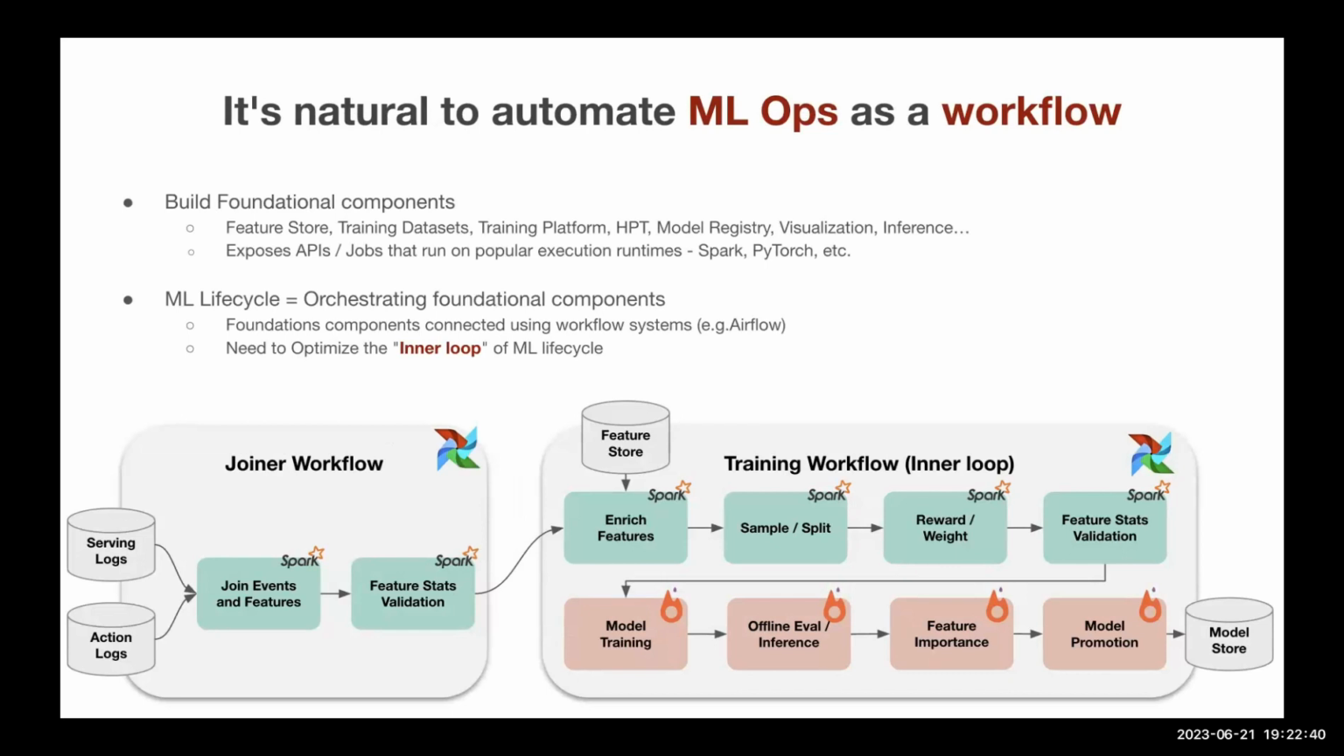Right? So then in this kind of model, we have ML platform teams jumping into the scene, building some foundational components: feature store, data sets, hyperparameter tuning, training platform, model store, visualization, and inference solutions. And each of these foundational components end up exposing APIs or even jobs that run on popular execution runtimes, right? They can run on Spark, they can run on PyTorch, they can run on Ray. And this is the very first layer of operation for our machine learning platform teams. We build the components that are programmable, right?